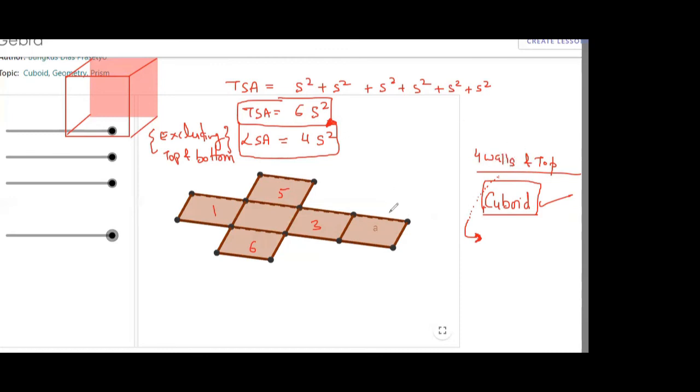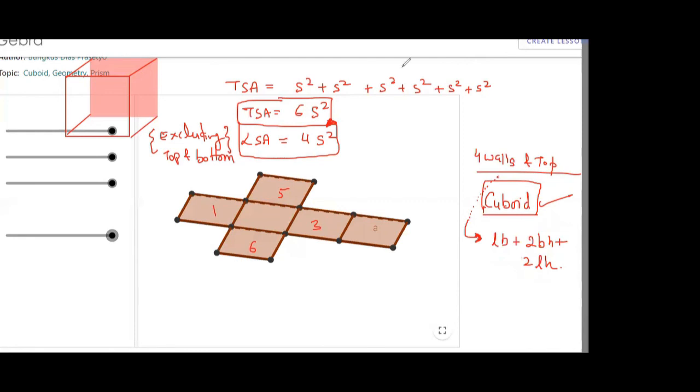We did cuboid 5-10 minutes ago, na? Yes, sir. So it will be LB plus 2BH plus 2LH. We remove the other LB from the formula, so the 4 walls are 2BH plus 2LH, and LB is for the top. Very good. So now is it clear?